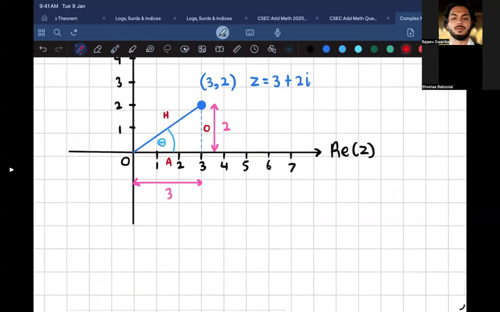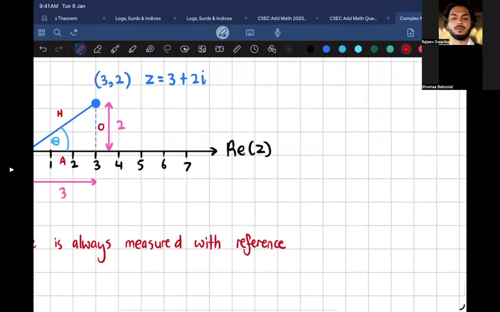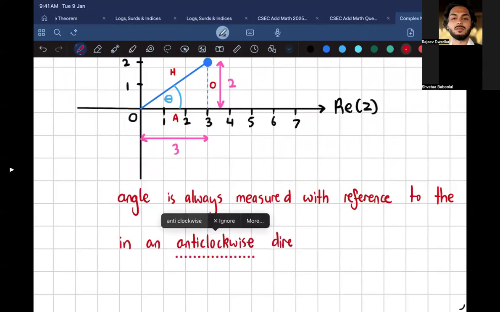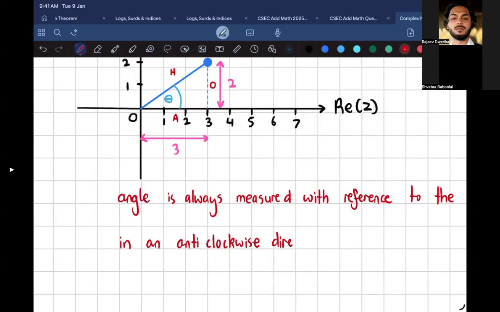Yeah. So angle is always measured with reference to the axis in an anticlockwise direction, right. So you understand that?